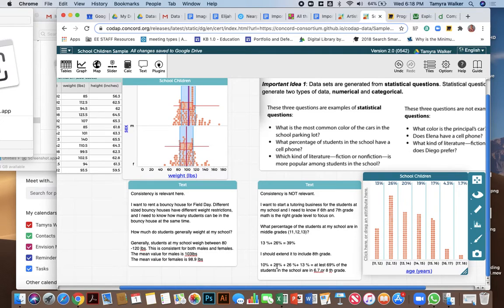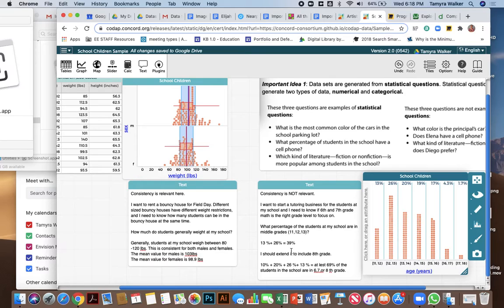And then 20% plus 26 plus 13%. So at least 69% of the students in the school are in 6th, 7th, or 8th grade. So I should extend my services to include 8th grade. So this is the type of analysis that you need to do when you're looking for the highest frequency, because you want to know where you want to target.